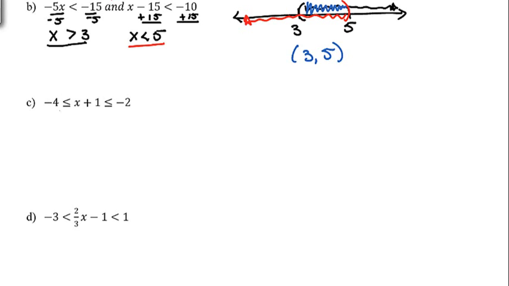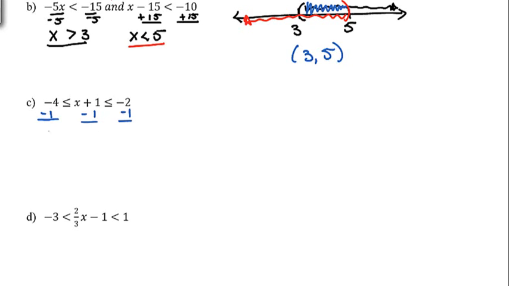And whenever you have an inequality statement like this, then you always do either the intersection or the union, whichever you end up getting. So we'll take a look at this. So we're going to subtract 1 from both sides.